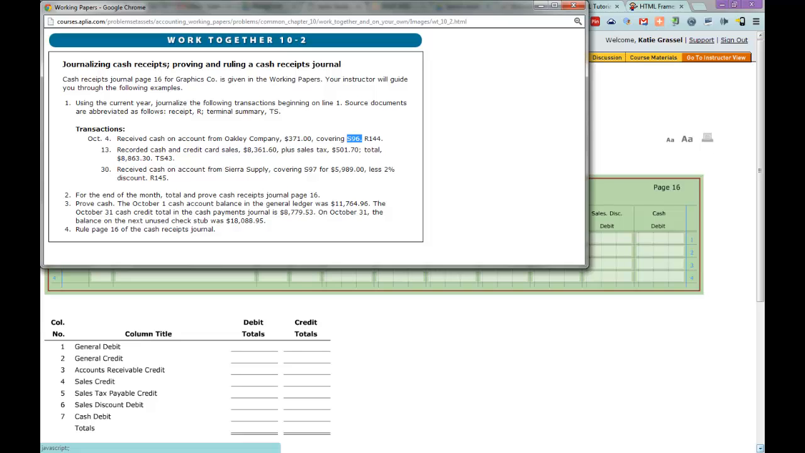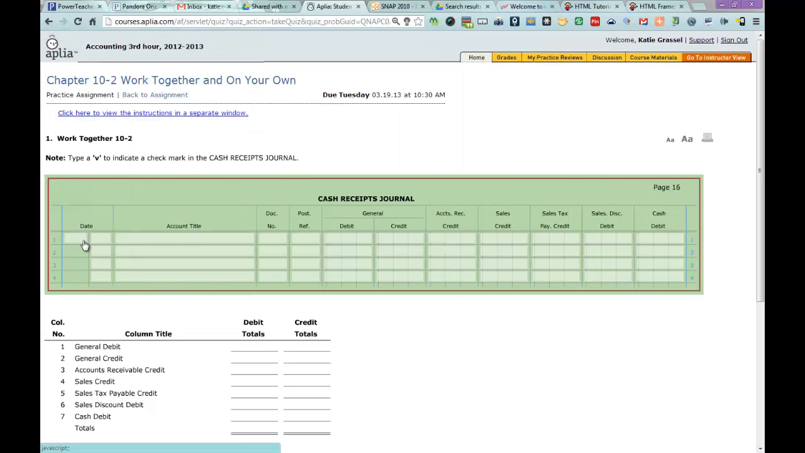Okay, so if you ever had to go back and track to see which payment which original invoice it was, you could go back to that original invoice and track it down. So we know the actual invoice or source document we're going to use here is going to be that R144. So let's get our month and our day on here of October 4th. We're already on page 16 of our cash receipts journal. That's located right here in the upper right hand corner.